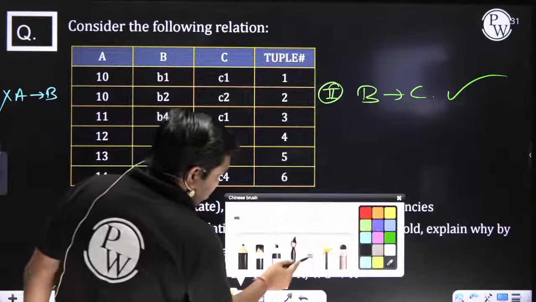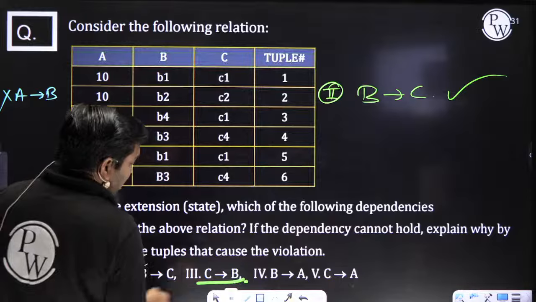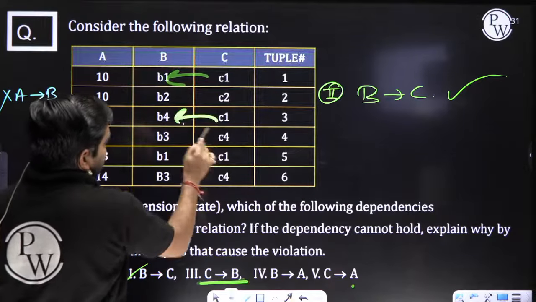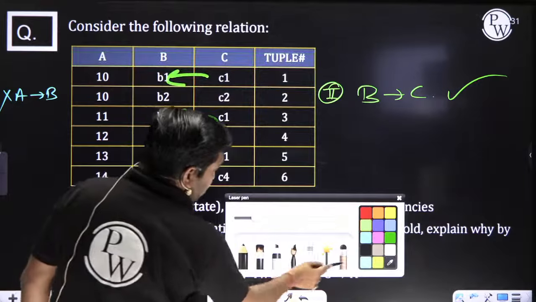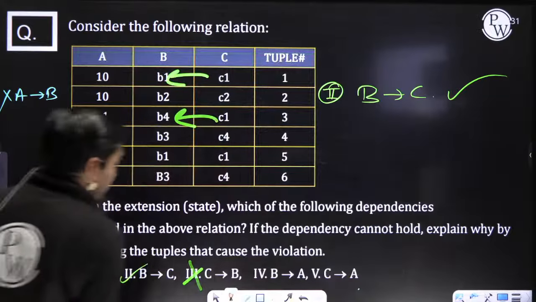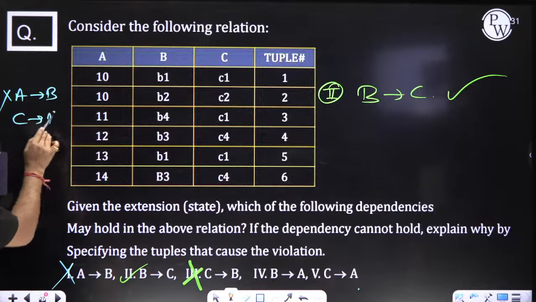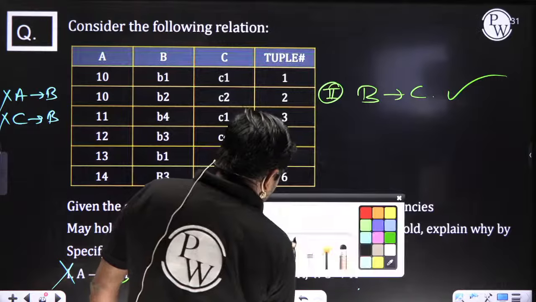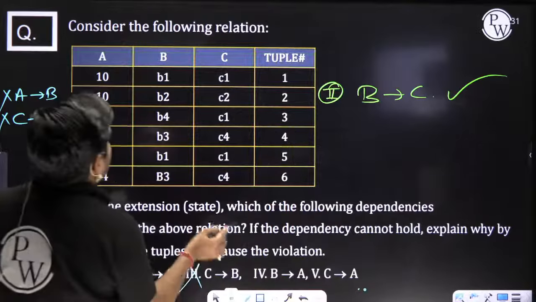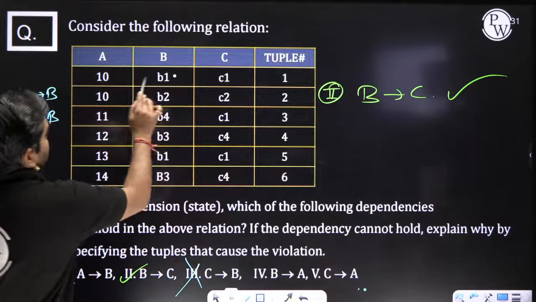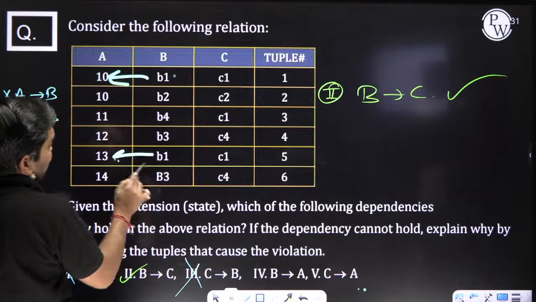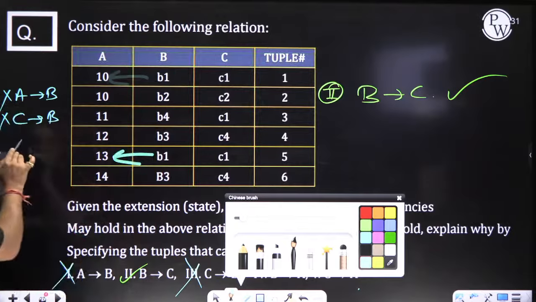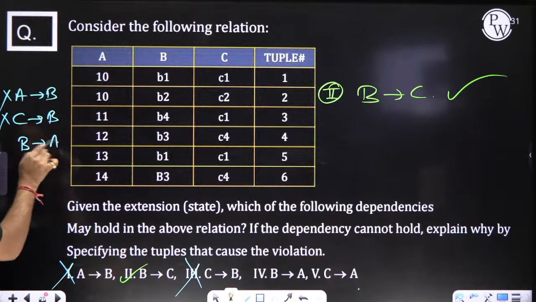Now check the third one. C determines B. C1 gives B1, C1 gives B4. Wrong. C determines B is wrong. Next, B determines A. B1 gives 10, B1 gives 13. Wrong. B determines A is wrong.